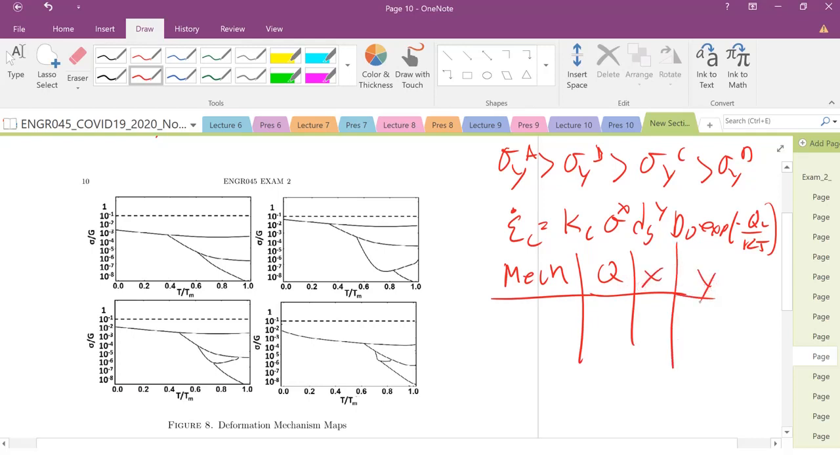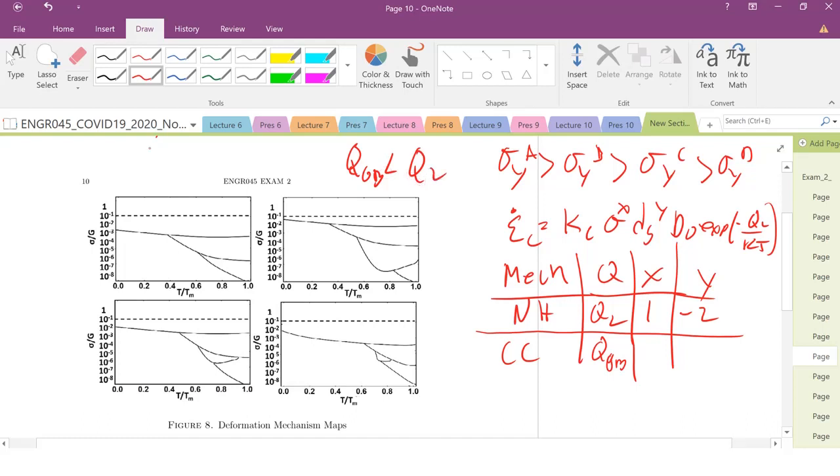For Nabarro-Herring, NH, Q is our lattice, or volumetric, contribution. X is 1, Y is -2 here. For Coble creep, we have grain boundary diffusion. This will dominate at very low temperatures because we know the activation energy for GB is less than the activation energy for L. The problem is there's much more volume, especially at large grain sizes.